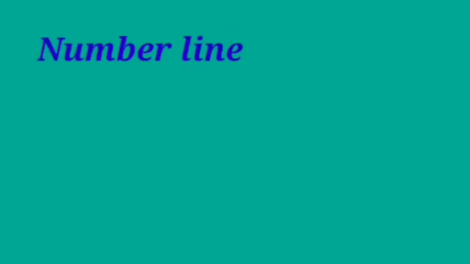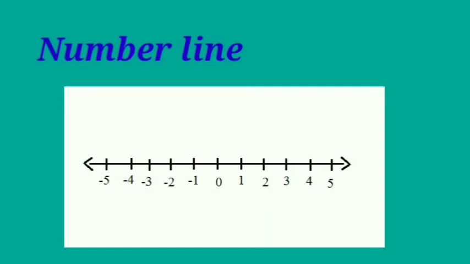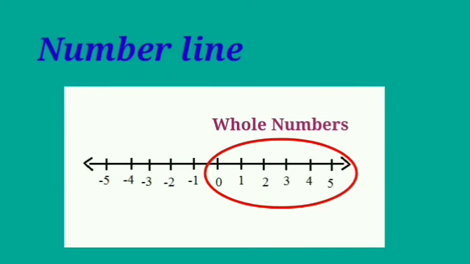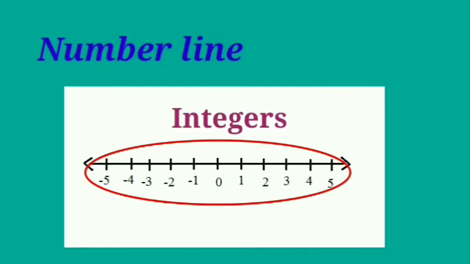Number line. Already we know a number line is for representing numbers. On the right side we represent natural numbers, and if we include 0 it becomes whole numbers, and on the left side negative numbers. Altogether, it will be integers.